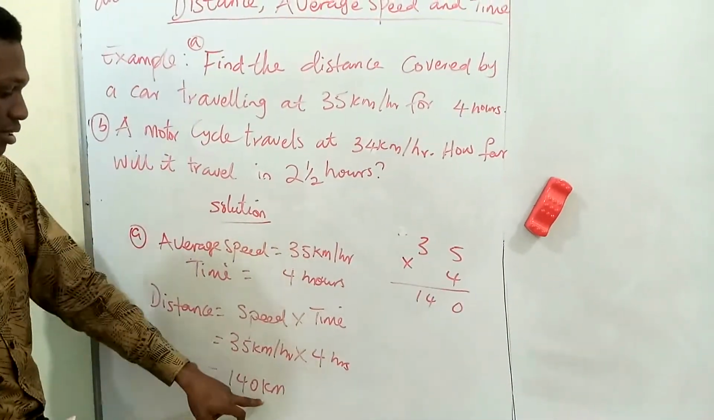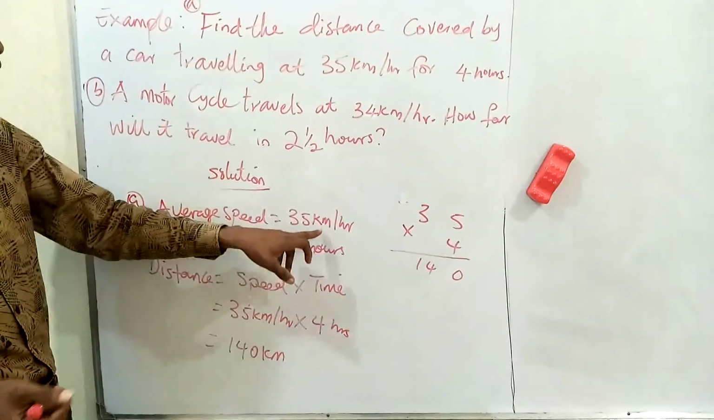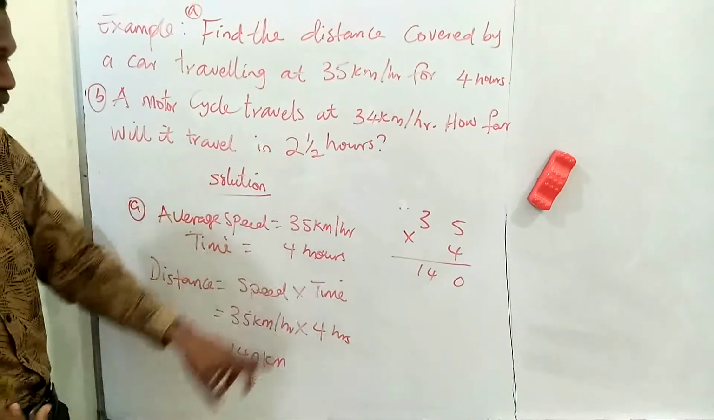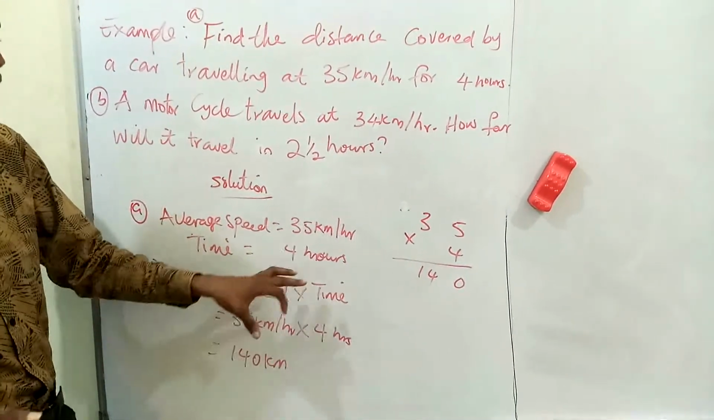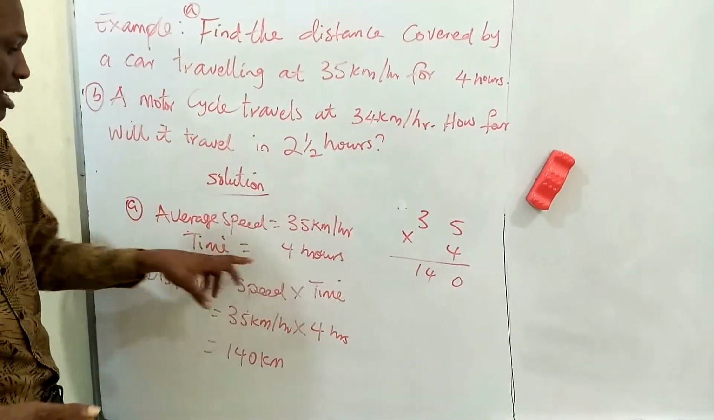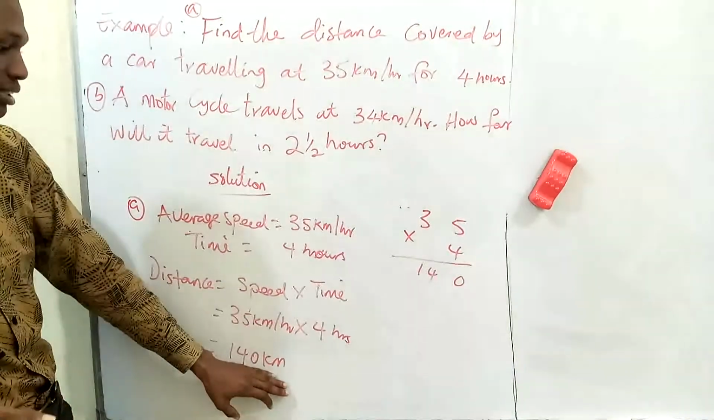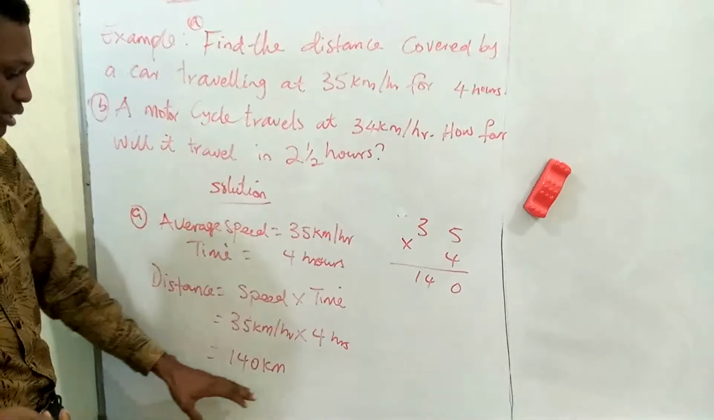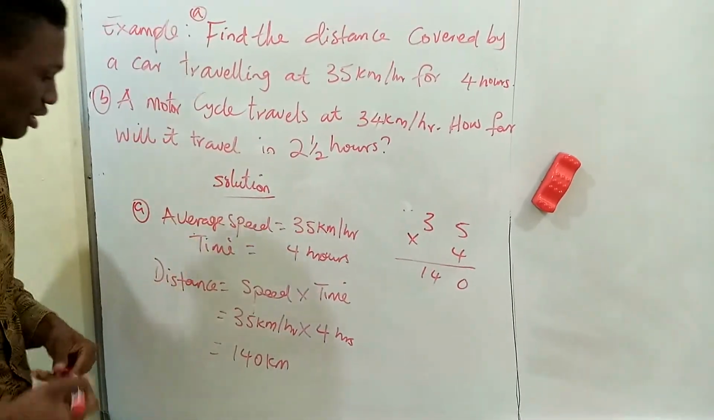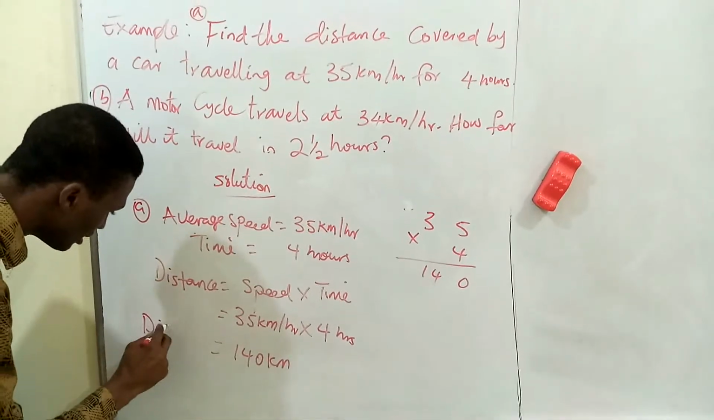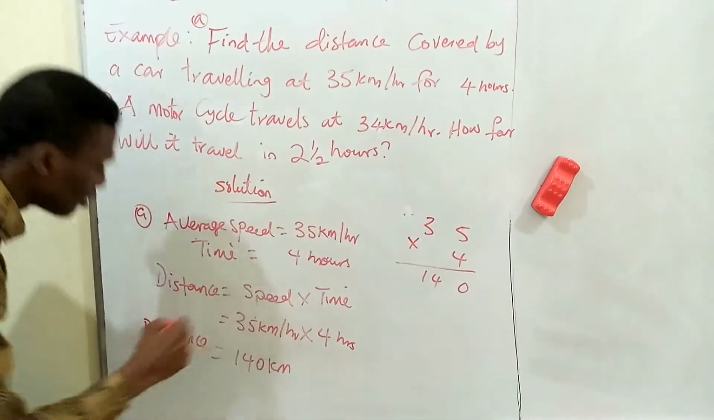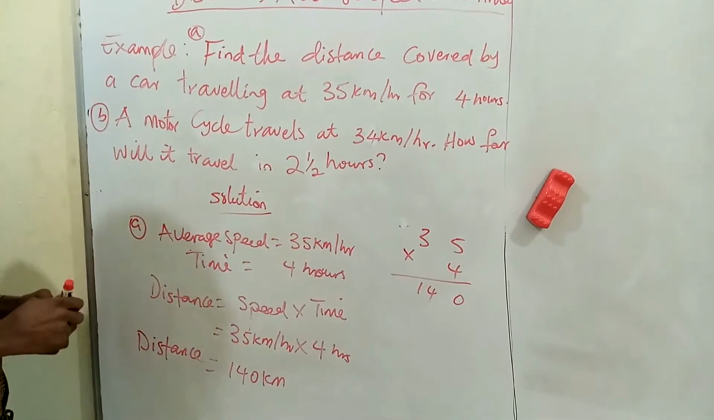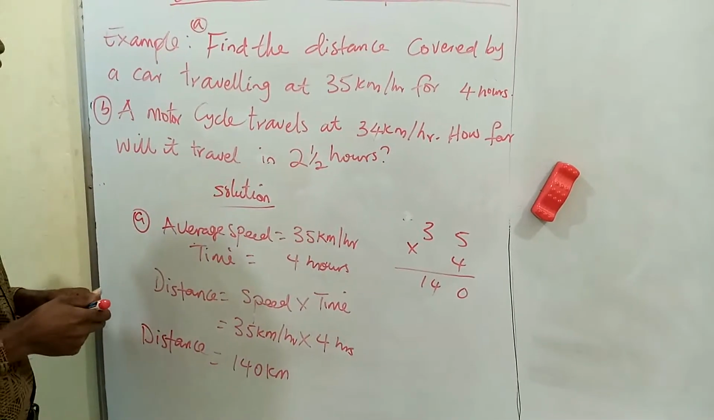Our distance is expressed in kilometers because our speed is in kilometers per hour and our time is in hours. If we had our speed in meters per second and time in seconds, our distance would be in meters. So since we have kilometers per hour and time in hours, our distance is 140 kilometers.